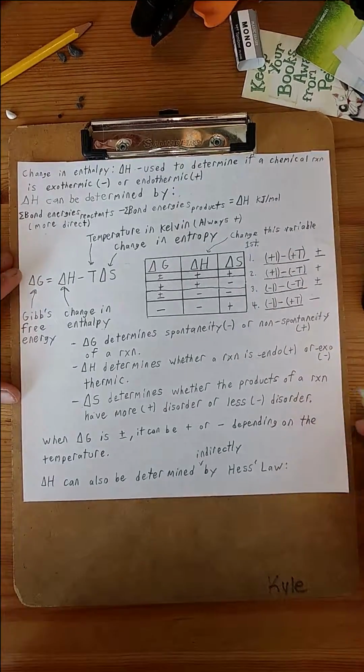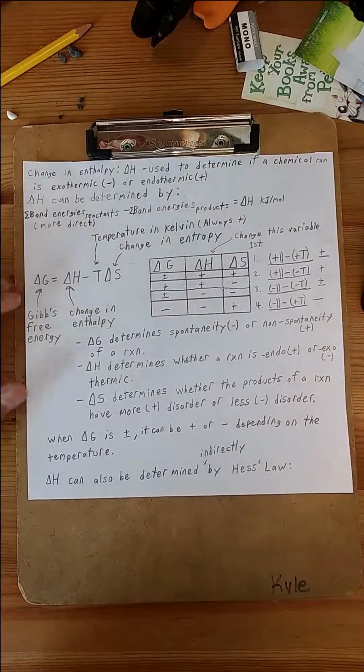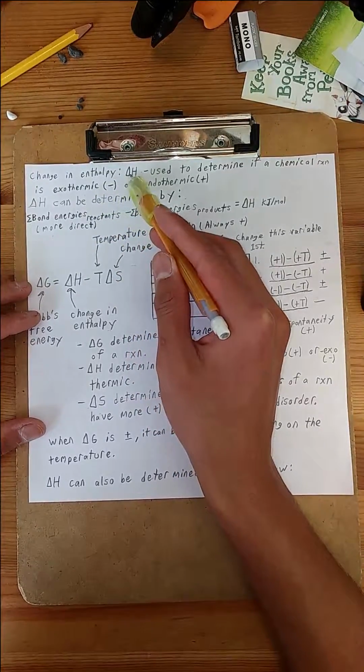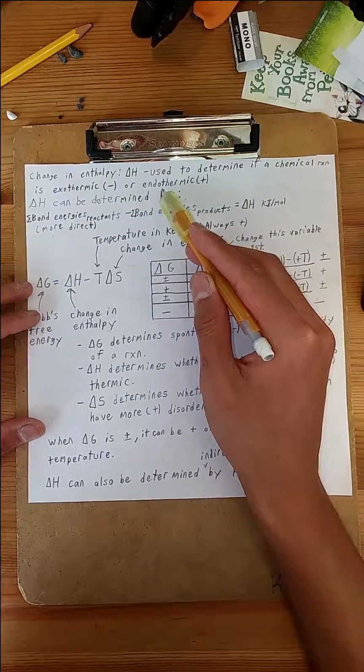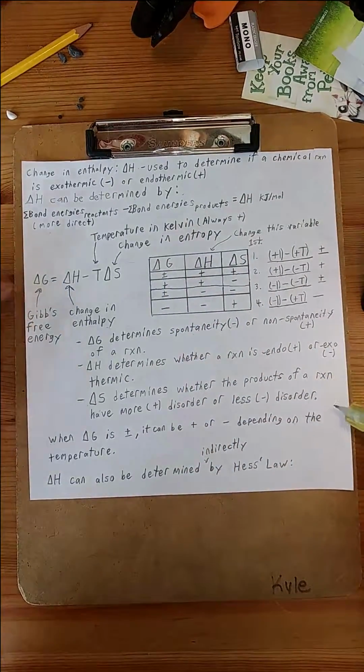Okay, so the change in enthalpy is a concept that involves whether a chemical reaction is exothermic, which is indicated by a negative delta H sign, or endothermic, which is indicated by a positive delta H.